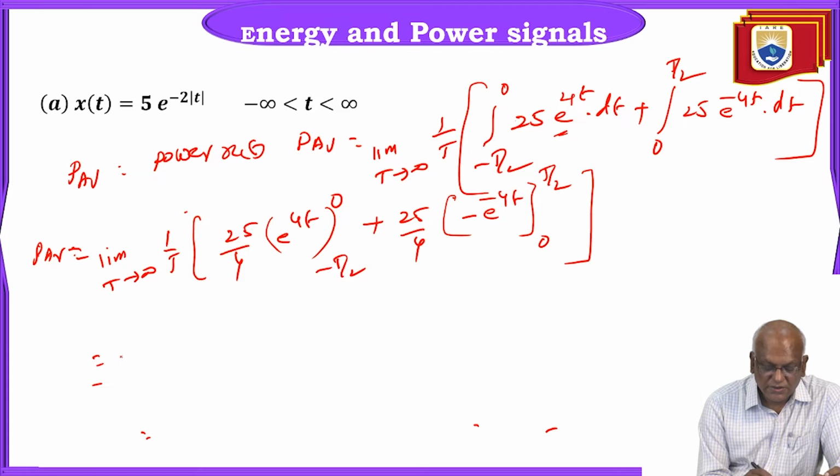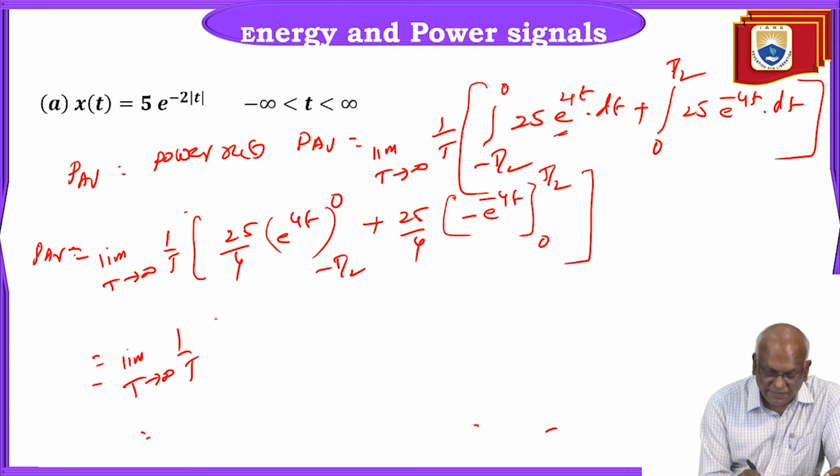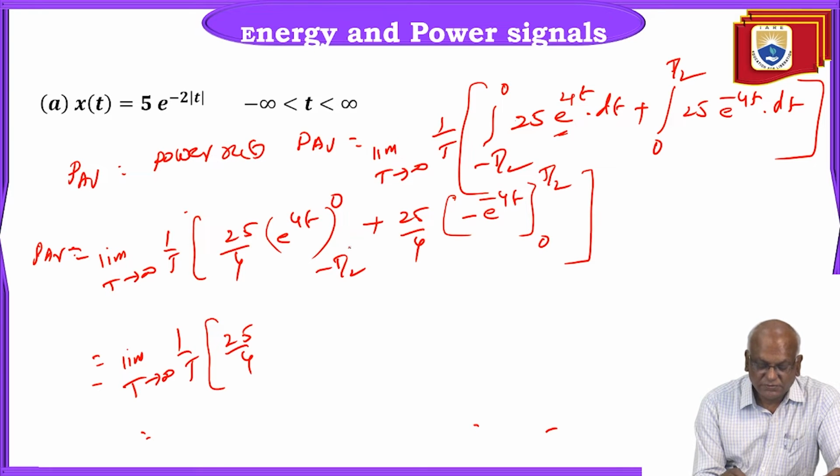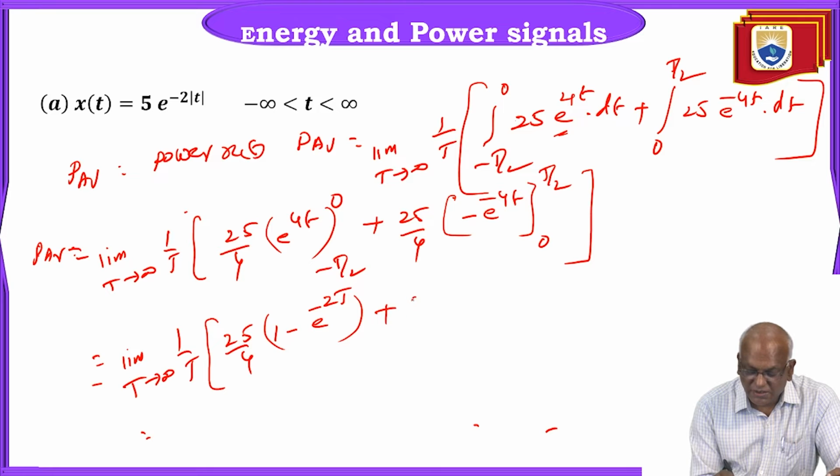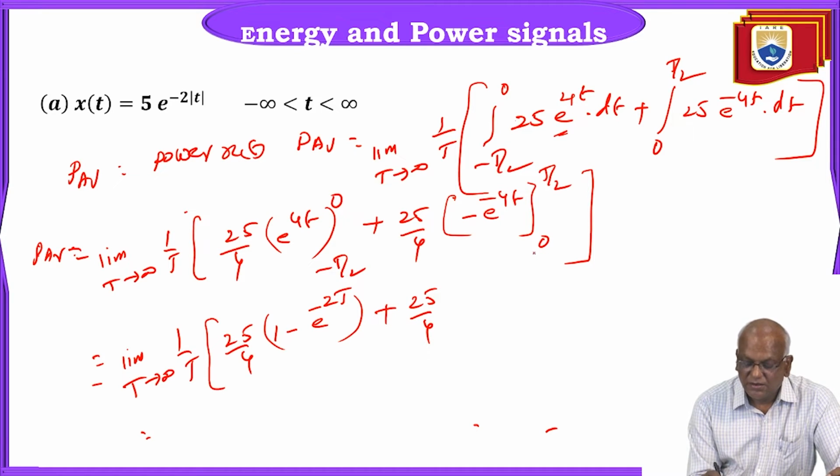Now we can write this as the limit as t tends to infinity of 1 by t, in brackets, 25 by 4 times the upper limit e power 0, which is 1, minus e power minus, substituting minus t by 2, it becomes minus 2 times capital T, plus here also 25 by 4 times 1 minus e power minus 2t.